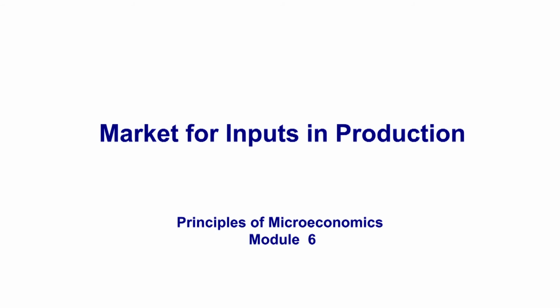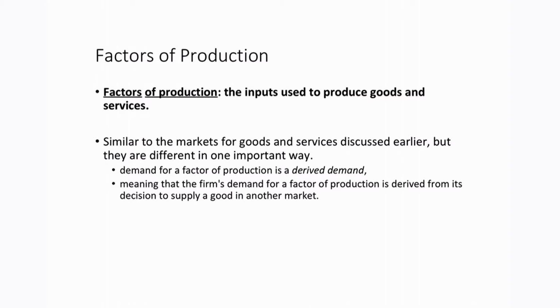This is Module 6, and in this video, we will discuss factors of production. Recall that a factor of production is the inputs that a firm uses to produce goods and services. We have three broad categories of factors of production: land or natural resources, labor or workers, and capital, specifically physical capital, such as machines, tools, and factories.